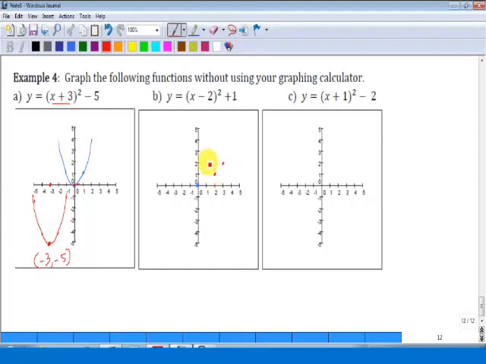So 1, 1 goes there, -1, 1 goes there, 2, 4, maybe there, and -2, 4, probably going to go right there. So that would be the resulting graph. And then the last one, a little bit more of the same. What's that going to do? X plus 1 is going to send us to the left, and then 2 down. So the vertex, you can fill in the rest of it, but 1 to the left, and then 2 down for the vertex of that graph.